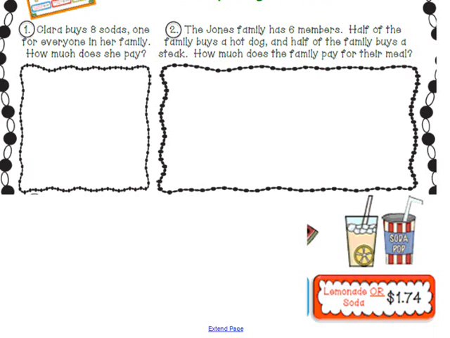So sodas are $1.74 each. I'm going to go ahead and write that in here, $1.74. And Clara's going to buy 8 of them. $1.74 times 8. 8 times 4 is 32. Write the 2 and carry the tens number up above the next column over. And then I'll multiply with the 8 again.